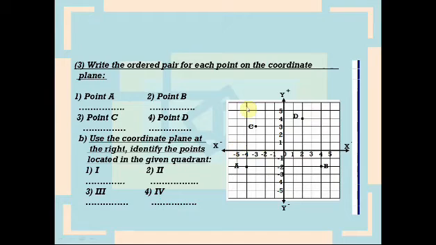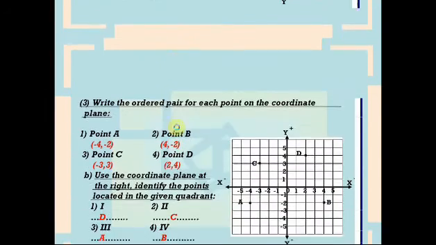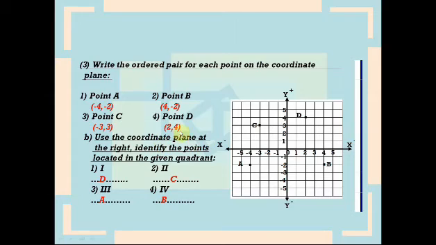Now, we have some points graphed on the coordinate plane, and I want to write the ordered pair of each point. Point A: here, we start with x and then y. In front of -4 and -2. Then point A is (-4, -2). Point B: start also with x, then y. 4 in x and -2 in y. It will be (4, -2).